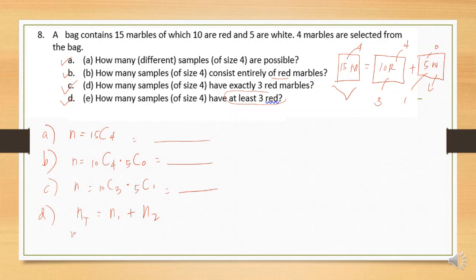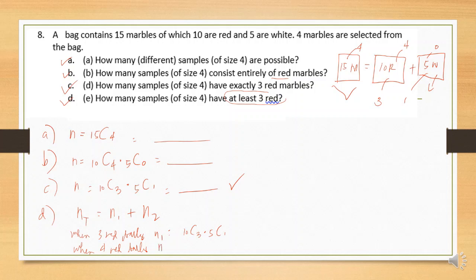So, when we have 3 red balls, this is our N1. Okay? Kung 3 red balls yan, ito yung sagot natin. Tama ba? So, magiging 10 combination 3, 5 combination 1. When 4 red balls tayo, kasi pag sinabing at least, pinakamababa yung 3, pero hindi niya sinasabing hindi pwede yung 4 na red balls. Okay?